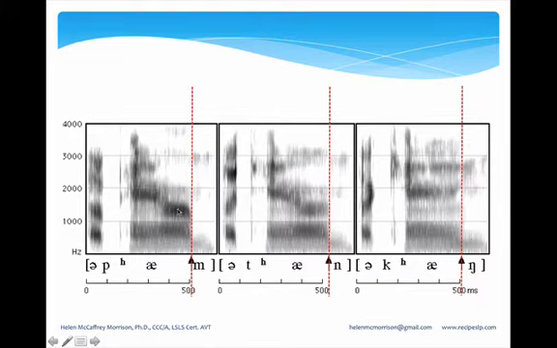And here we have the F2 transitions from the vowel, and it's not as easy to see those principles of F2 value for placement in these graphs. What really shows up in a spectrogram, however, is this low frequency nasal murmur.